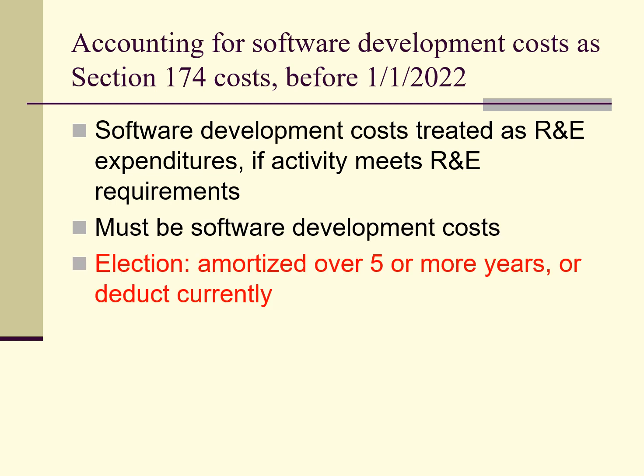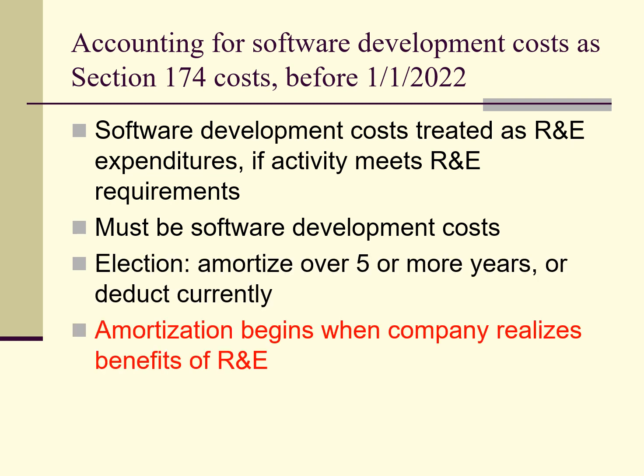At the election of the taxpayer, such R&E costs could be capitalized and amortized over a period of 5 years or more, or the taxpayer could elect to deduct all such R&E costs currently. If the taxpayer chose to amortize, amortization begins when the company begins to realize benefits from such R&E.